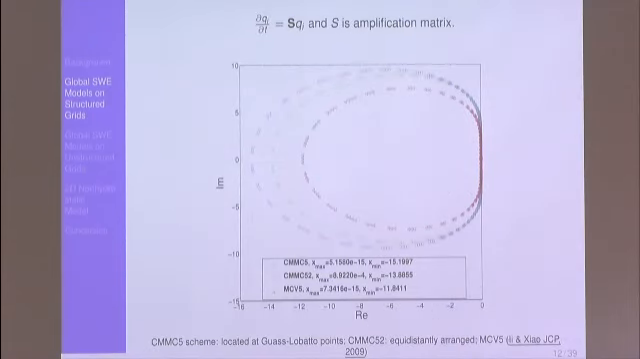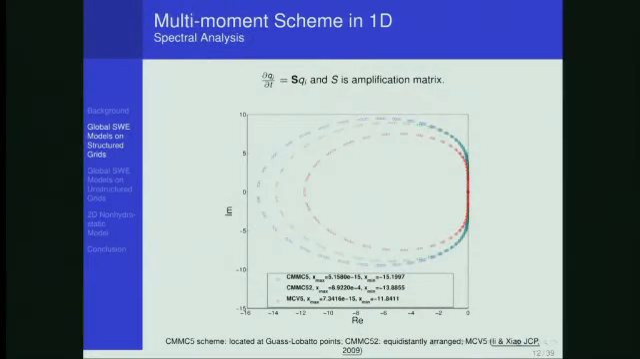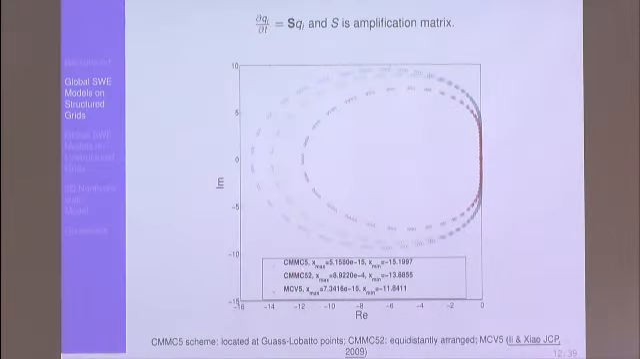So here is the spectral analysis of the linear equation. S is the amplification matrix, and this figure gives all eigenvalues of this matrix S. We use two schemes with different locations of constraints. The first one is CMMC5, where the constraints are located at the Gauss-Lobatto points. The second one is CMMC52, where the constraints are equidistantly defined.